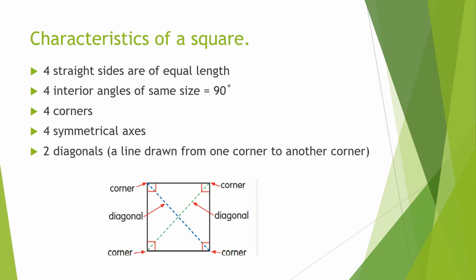A square has 4 straight sides of equal length, 4 interior angles of the same size, 4 corners and 4 symmetrical axes. Take note that a square has 2 diagonals. The diagram below shows how a diagonal is drawn from one corner to another.